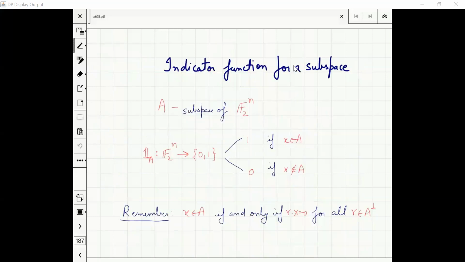Good. Now we have looked at F2, the Fourier coefficients, and we know the Fourier expansion. Let's try to create a Fourier expansion for a subspace. What does that mean? Pick a subspace A of F2 to the power n and look at the function which indicates this subspace. That means it is 1 if x is an element of A, 0 otherwise. This is the natural definition of an indicator function of a subspace.